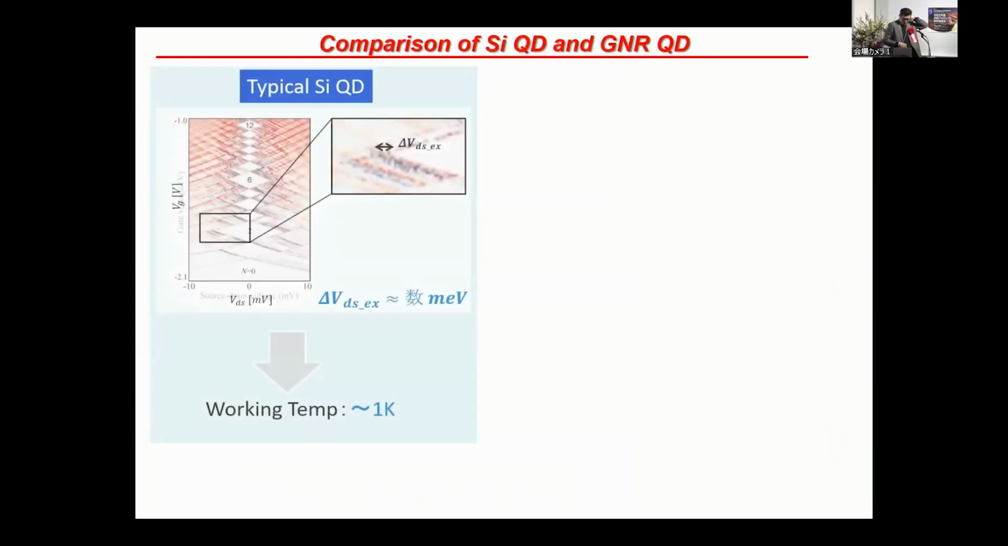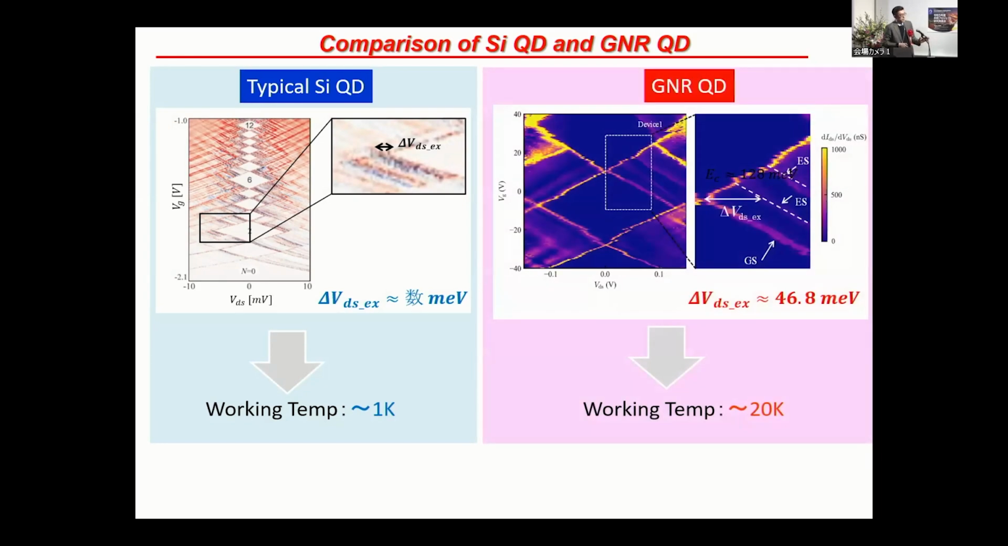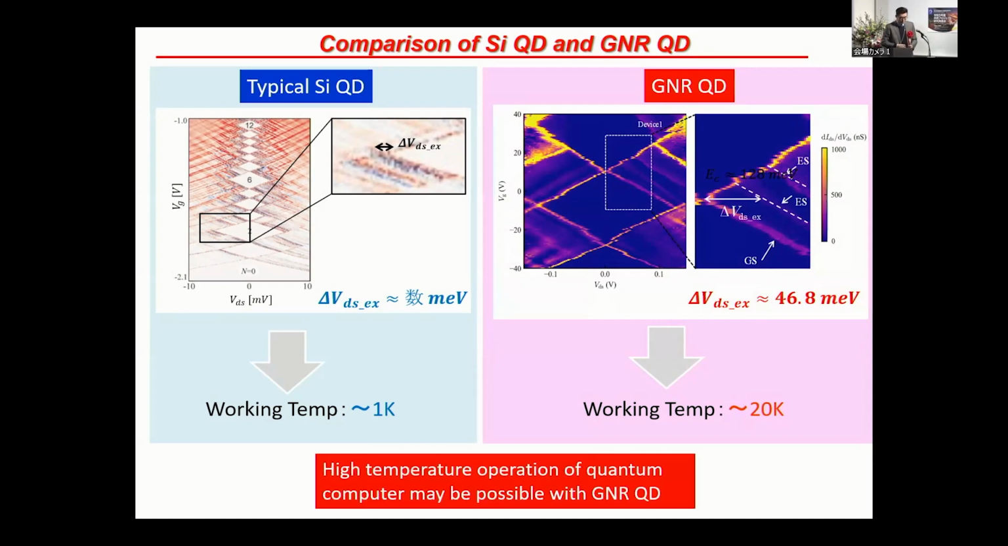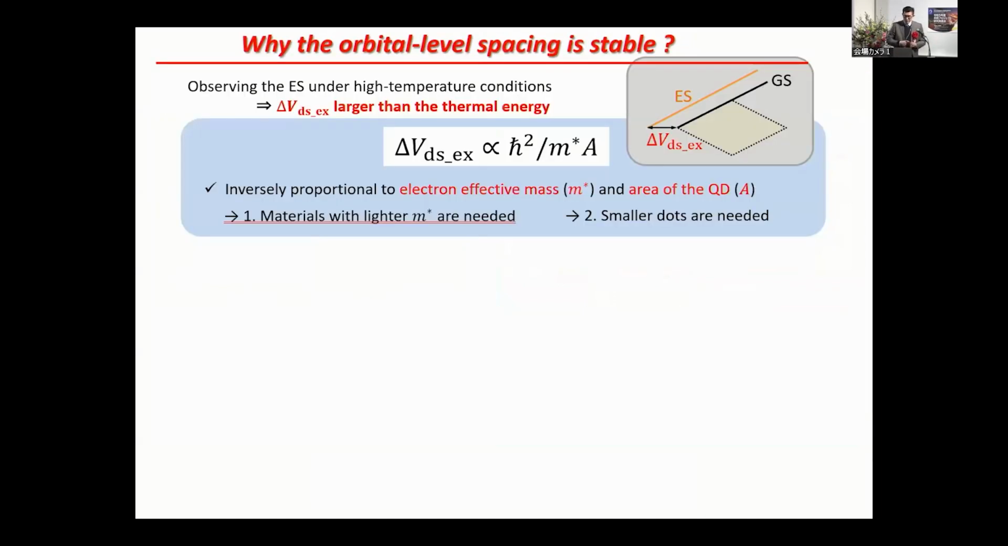This seems to be quite surprising, because in a typical silicon quantum dot, the typical temperature to observe the excited states is around 1K. But our data is at 20K, so this high temperature stability is a significantly big difference and a good advantage of the graphene-based quantum dot. And we are not 100% sure why this high temperature stability exists in the graphene-based quantum dot, but this is one possible way to explain.